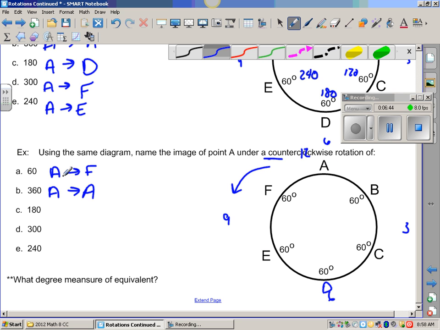180, again, hopefully you remember 180 is halfway around the circle. So if I go halfway around the circle, I'm going to end up at letter D.